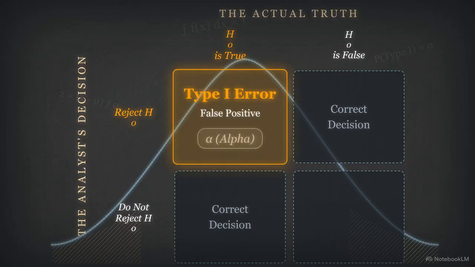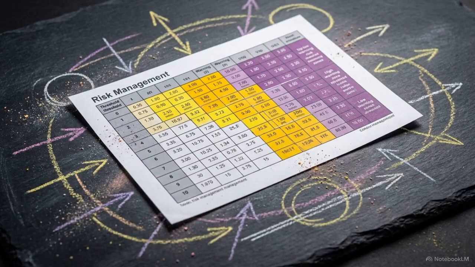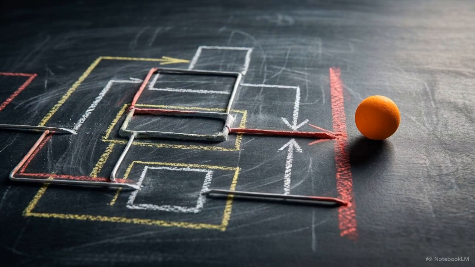Your alpha value is the exact parameter that sets the maximum acceptable limit for making this specific mistake. Conversely, failing to reject a null hypothesis that is actually false results in a type 2 error, a false negative. The entire architecture of a hypothesis test is an exercise in risk management, optimized to balance the danger between these two inevitable errors. Ultimately, quantitative research relies on one universal mechanical rule.